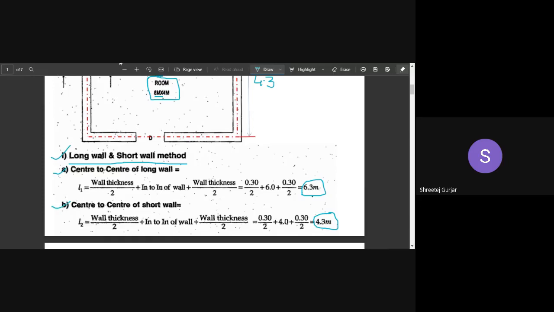So if you want, I will wait for 2 minutes until you copy this down. Should I wait, or are you writing it down? Just let me know. Yes, Manju has typed in 6.3 and 4.3, which is exactly right. That is the correct answer.